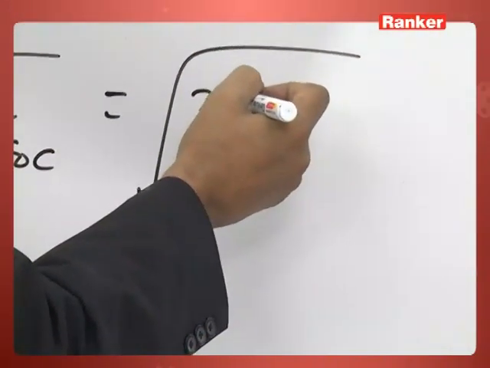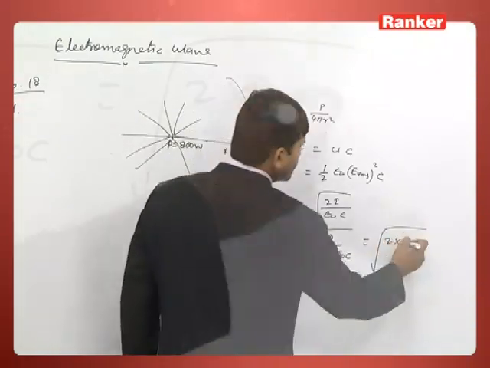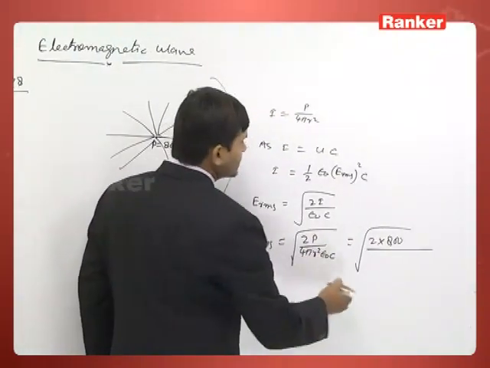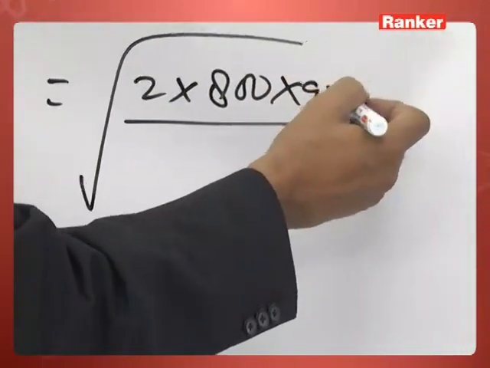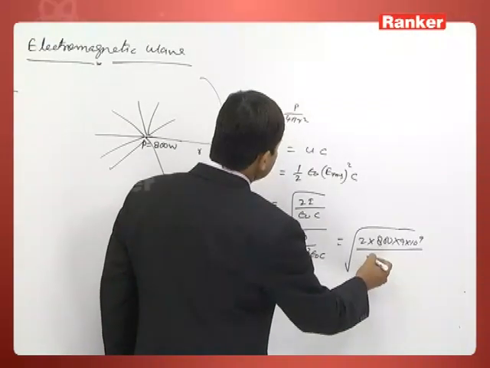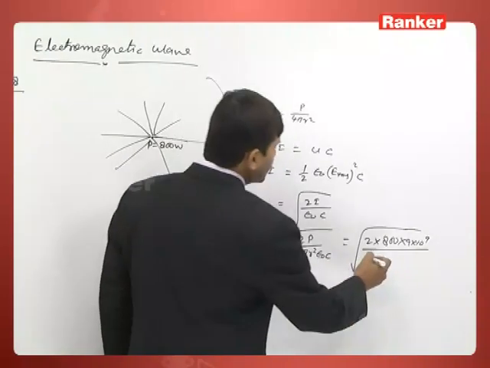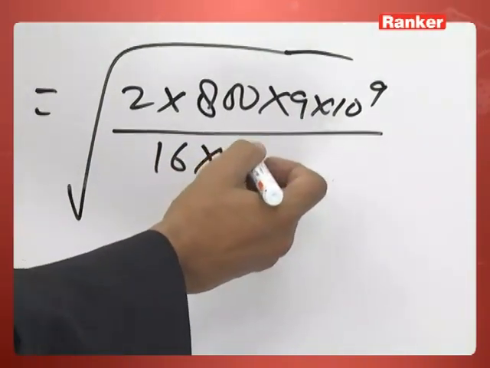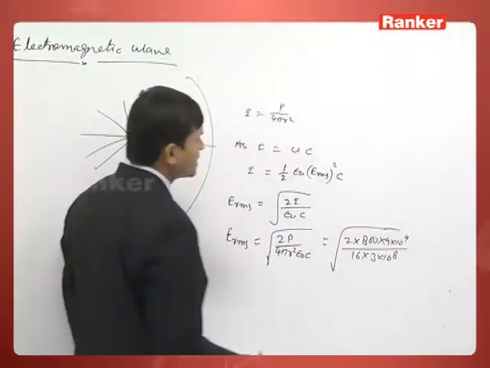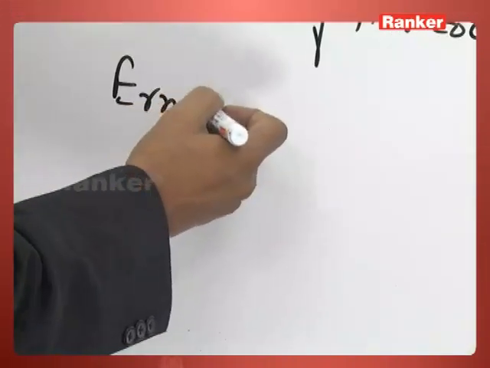2, power is given 800, and 1 by 4 pi epsilon naught is 9 into 10 power 9, and then r square into C. The distance is given here 4, so r square will be 16. C is 3 into 10 to the power 8. Now simplify this. So E RMS we are getting from here.